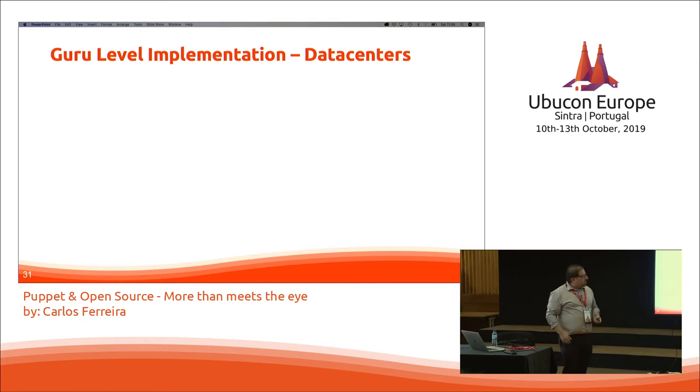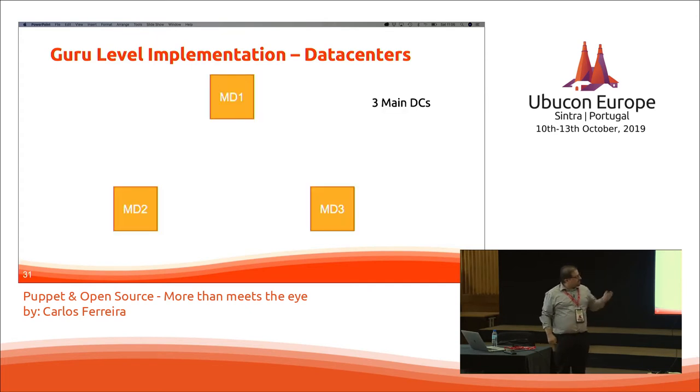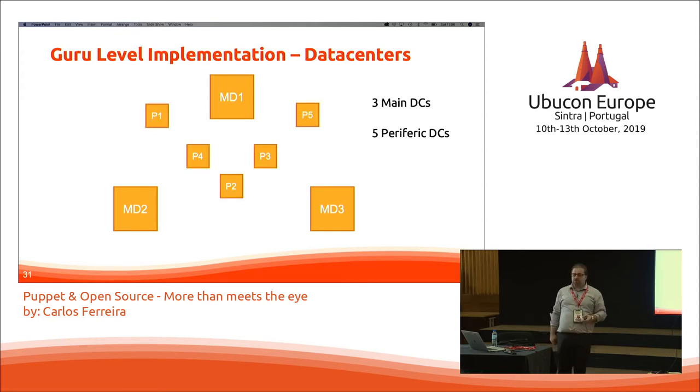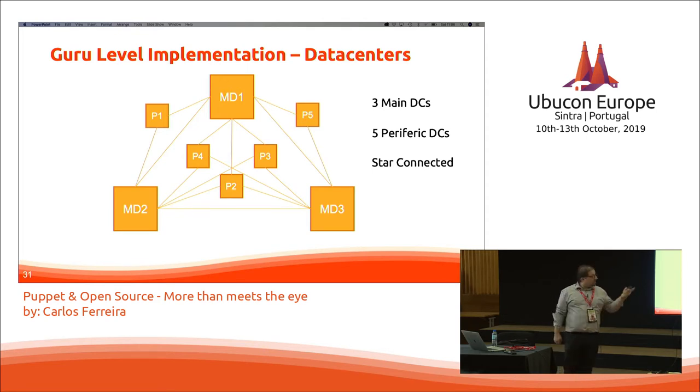So let me show you quickly how the data centers were done. We had three main DCs, five peripheral ones, and a star connected setup. No peripheral DC was connected to another peripheral DC. Everything was done through the main ones. This was geographically spread across two countries. Mainly MD3 and P5 were in the Netherlands, and everything else was in Belgium.